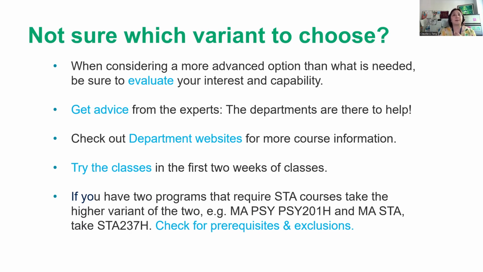So if you have 2 programs that require a statistic course, make sure that you look at the 2 programs and take the higher variant of the 2. So for example, sometimes students take statistic major and combine it with, let's say, another program that requires a statistic course. So make sure that you take, maybe in this case, the statistic course variant, because that is probably the higher variant of the 2.